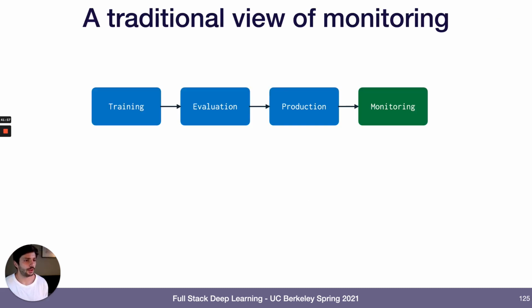People typically think of monitoring, and where you see it fitting into your system diagram is, let's say in a machine learning system, you train a model, you evaluate it, you put it into production, and then monitoring is this module that you slap on top of that. And your monitoring thing is watching your production system and helping you find out when things go awry in that production system.